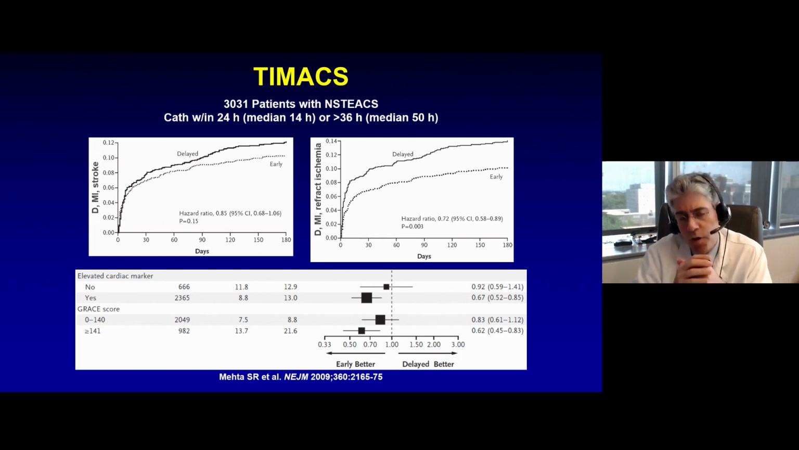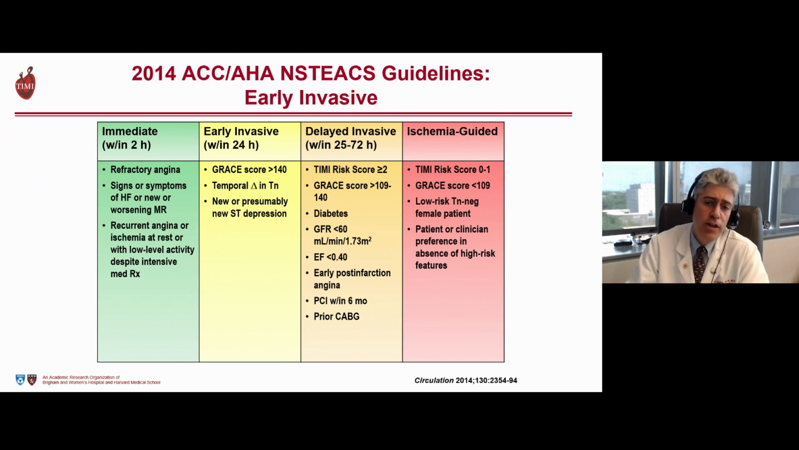But for a more coronary-focused outcome of death, MI and refractory ischemia, there was a very clear reduction, a 28% reduction. And shown in the bottom, a forest plot showing that for the patients at higher risk with elevated cardiac biomarker or high integrated risk score, in this case the GRACE score, there was a bigger benefit there. So for our patient who was high risk with a positive troponin, I probably would cath them within about 24 hours or so, as the majority of people answered. So that's very good.